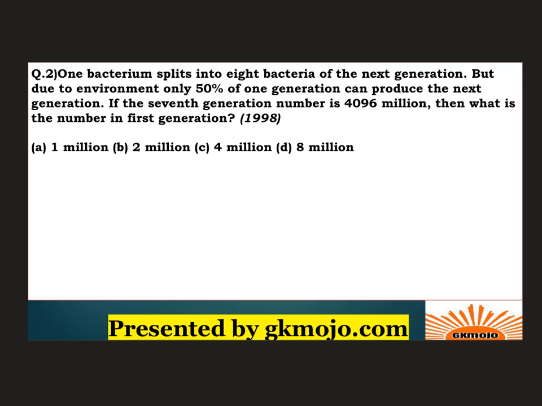Whenever you have such questions of bacteria and virus splitting and forming next generation, you have to identify a special series, identify a pattern. So first, let N1 be the bacteria in the first generation. In generation 2, that is N2, how many bacteria will be there? It would be 8N1, and this will be divided by 2 because only 50% of this generation survives. So basically 4N1 can produce the next generation.